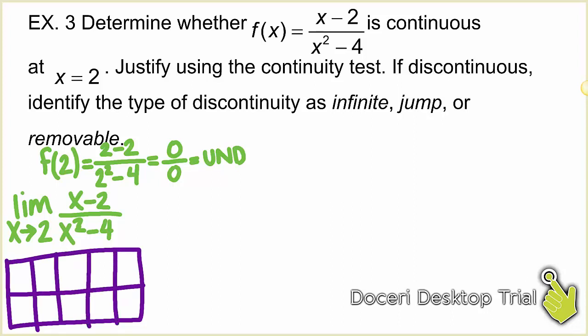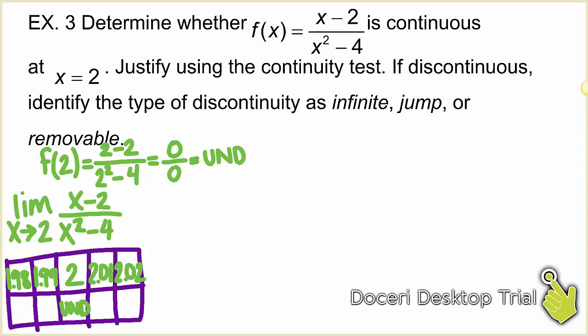So the function value goes in the middle, 2. We already know that's undefined. Something's going on there. So I'm going to pick values a little less and a little bigger. So I'm going to do 1.99 and 1.98, 2.01 and 2.02. Should have made my table a little bigger.